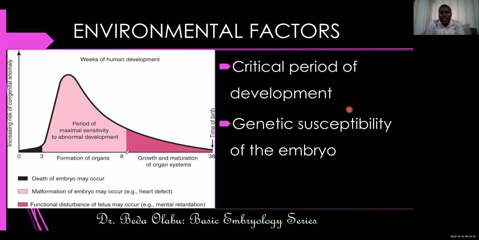As we had mentioned earlier, environmental factors will also tend to act where there is genetic susceptibility. We mentioned that 25% of anomalies are actually multifactorial. The dosage of the environmental factor is also a critical thing to consider. If a particular fetus is exposed to a lot of this environmental factor, then you increase the chance of causation of birth defects.